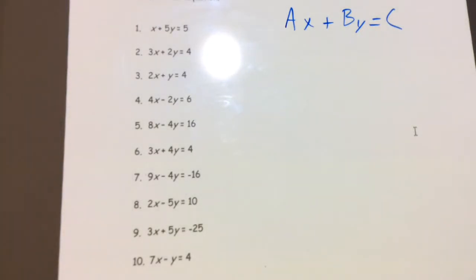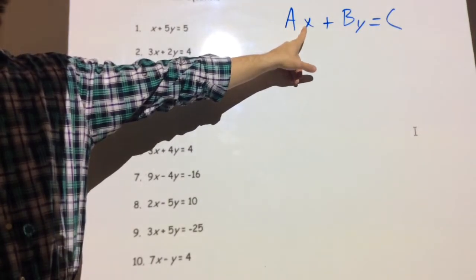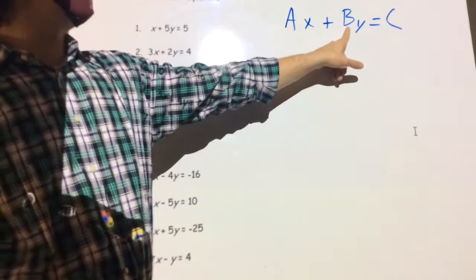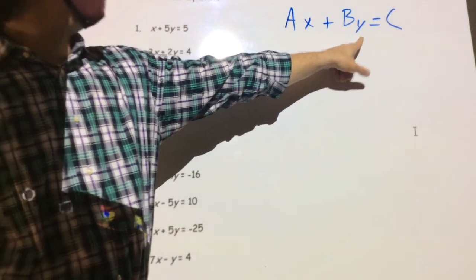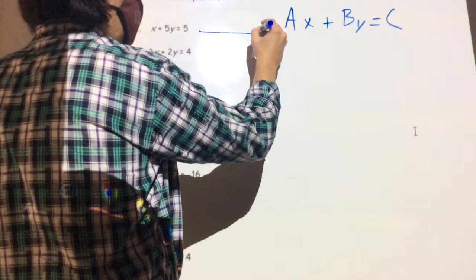Okay? Now, theoretically, what this is saying is that this is a coefficient attached to the value of x plus a coefficient attached to the value of y, equal to a number without a variable. Okay? Again, lots of different variables right here. I understand that. So I'm going to give you an example of what this looks like.